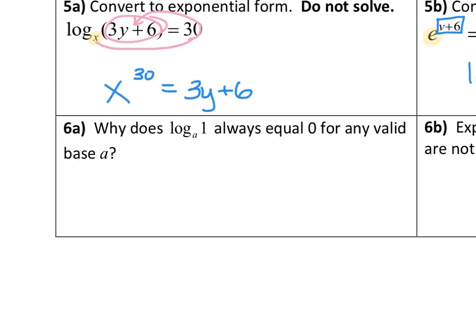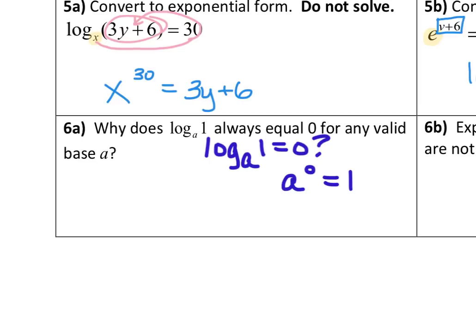Why does the logarithm of any base of 1 always equal 0 for any valid base a? Valid meaning we're not using negative bases and we're not using a base of 1. So log base anything of 1 is always equal to 0, and this has to do with the fact that the logarithm is the inverse of the exponential functions. So your thinking is any number to the 0 power is equal to 1.